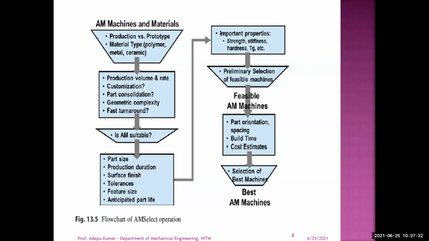How to improve the yield strength? What are the problems? Why is yield strength low compared to cast components? Then similarly stiffness, hardness. Then based on that you choose the feasible machines. Then different orientations. Yeah, one of my students is also working on this, you can produce the components using different orientations.